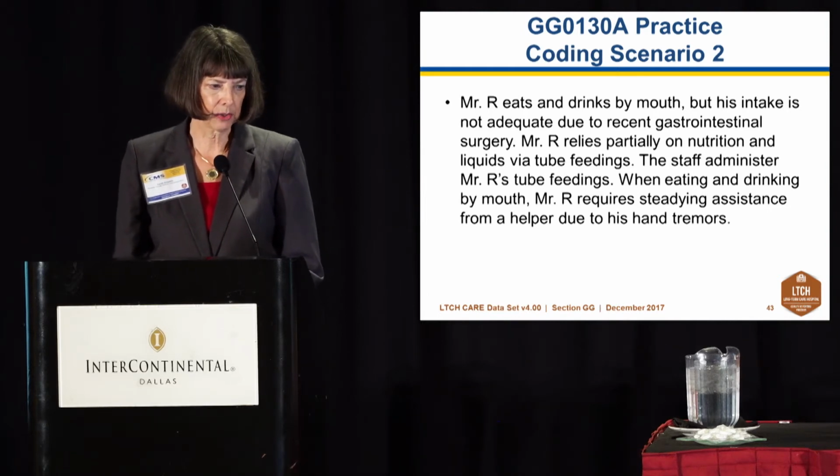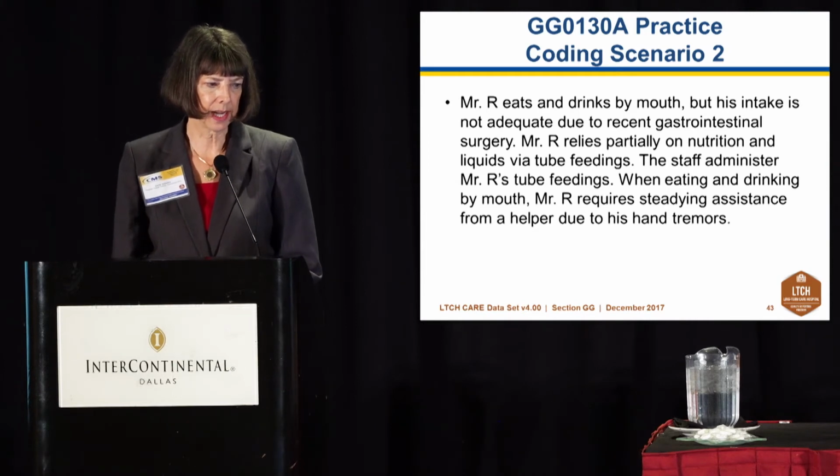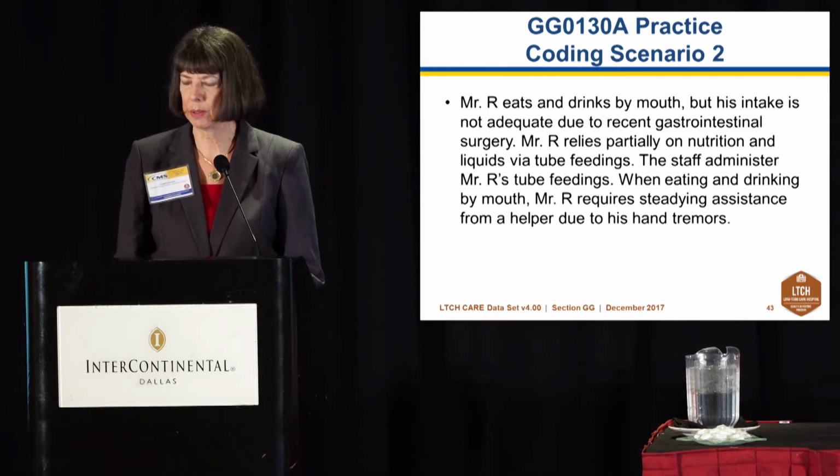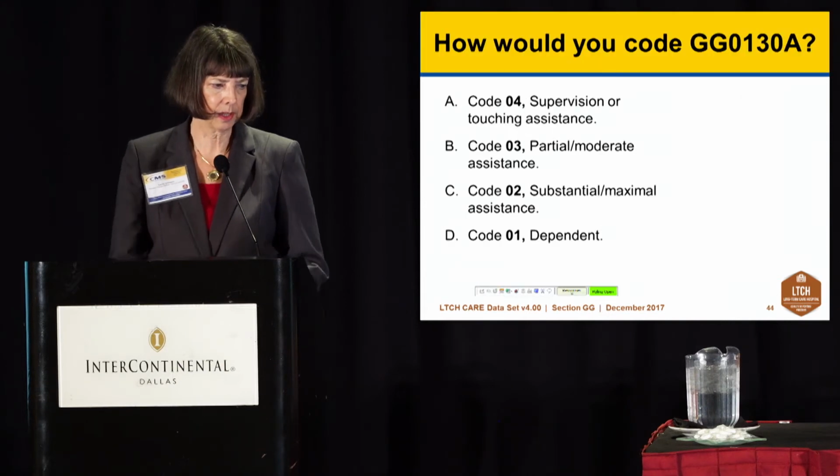Mr. R eats and drinks by mouth, but his intake is not adequate due to recent gastrointestinal surgery. Mr. R relies partially on nutrition and liquids via tube feeding. The staff administer Mr. R's tube feeding when eating and drinking by mouth. Mr. R requires steadying assistance from a helper due to his hand tremors.